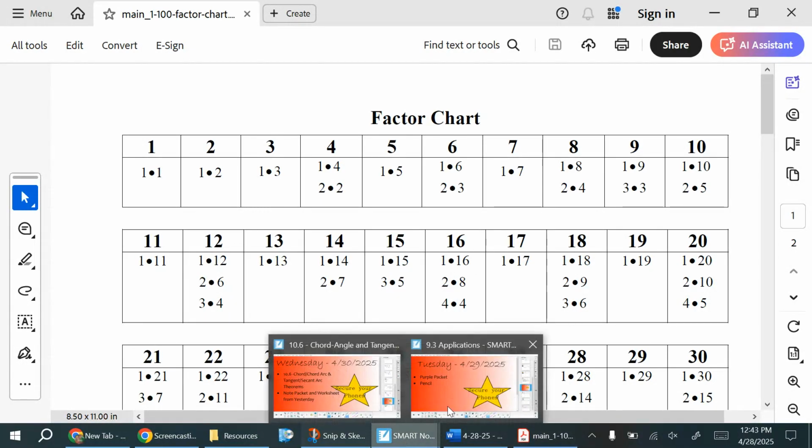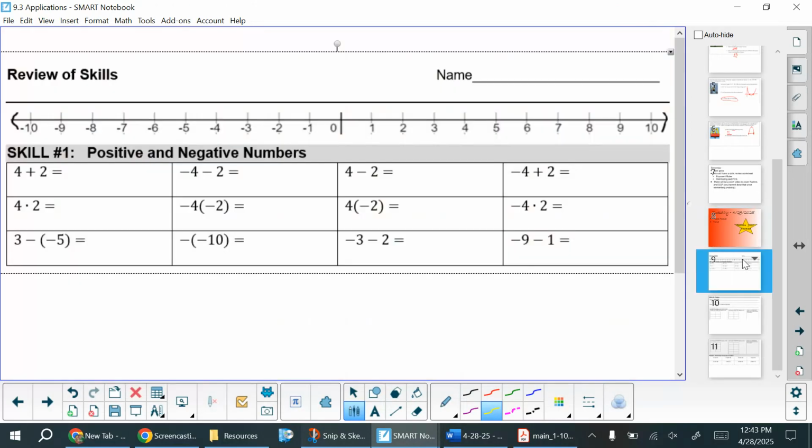All right. So on this worksheet here, you're going to see at the top, skill one is just adding and subtracting and then multiplying positive and negative numbers. So go ahead and do that. Make sure you're thinking about, is it addition? Is it subtraction? Is it multiplication? What actual operation are you doing? And then go ahead and do those. Number lines there for you.